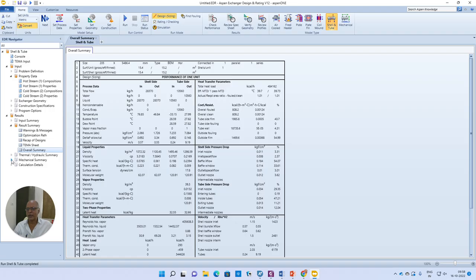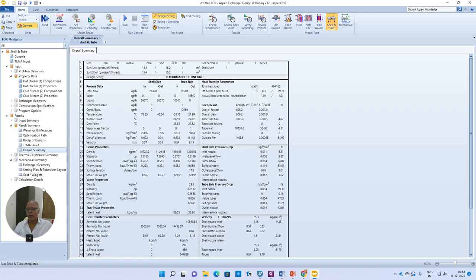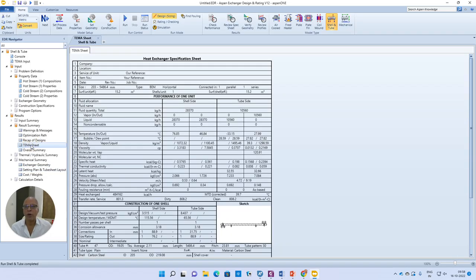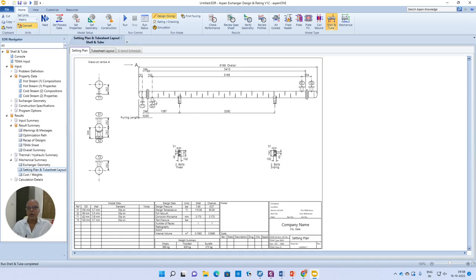Now, I am particularly interested in showing some details. Now, I'll go to the setting plan and tube sheet layout. I did not observe what is the number of baffles and so on. Can you see somewhere? You can probably check it up. So, depending on the number of baffles that were calculated in your design, this setting plan is drawn as per that scale, right? And you can also see the tube sheet layout.